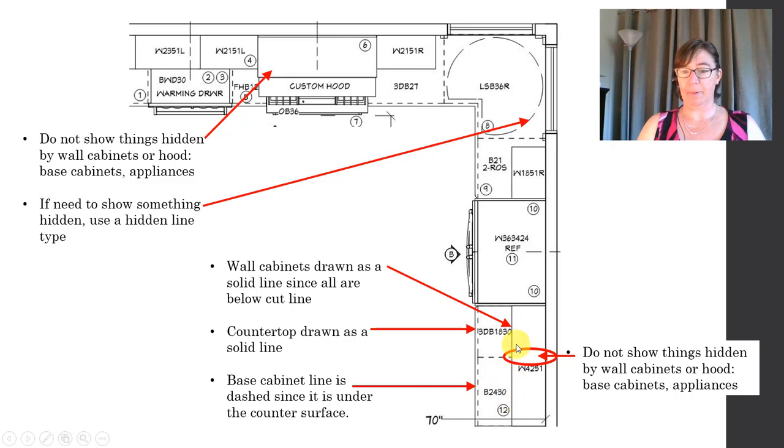Again, here's our upper cabinet we were looking at before. Here are the base cabinets below. Here's a dashed line between 2 base cabinets. So yes, we are showing individual units divided. But then we don't show it here. We can't see the division between those base cabinets as we're looking at the top of the wall cabinet.